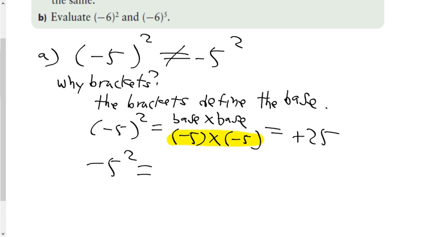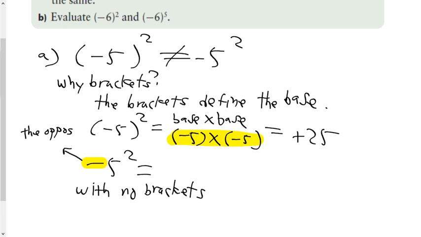Well, this actually means, with no brackets around the base, this negative symbol right here actually means the opposite of. The mathematical intention of that negative symbol, if there are no brackets around that base, is that it is not a negative 5 base. We are going to read that as the opposite of 5 squared. When I see it this way, I'm going to think of it as the opposite of 5 squared.